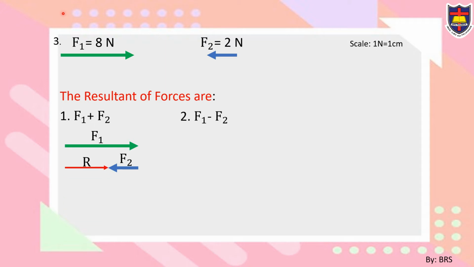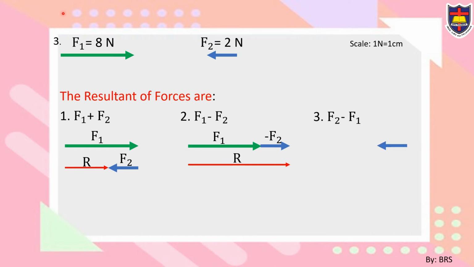Number 2. F1 minus F2. Draw the vector of F1 8 cm to the right, and then draw F2 2 cm to the right because F2 is 2 Newton to the left, so minus F2 is 2 Newton to the right, and the red vector is the resultant. Number 3. F2 minus F1. Draw 2 cm of F2 to the left and draw 8 cm of F1 to the left because F1 is 8 cm to the right, so minus F1 is 8 cm to the left, and the red vector is the resultant.